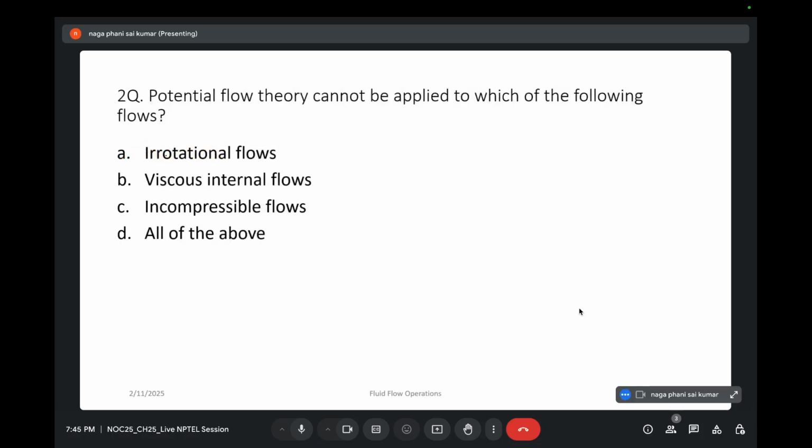Coming to the second question: potential flow theory cannot be applied to which of the following flows? A, irrotational flow; B, viscous internal flows; C, incompressible flows; or D, all of the above. To which of these flows can we not apply potential flow theory? We also discussed this, I guess. That is for viscous internal flows, option B.